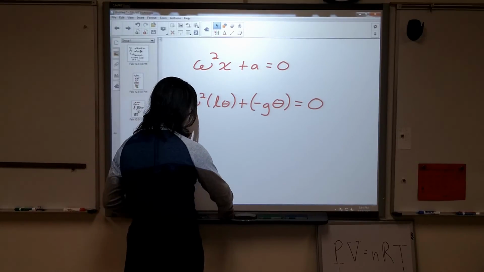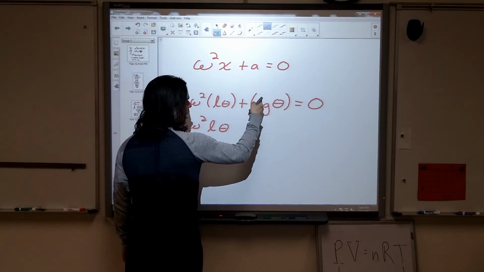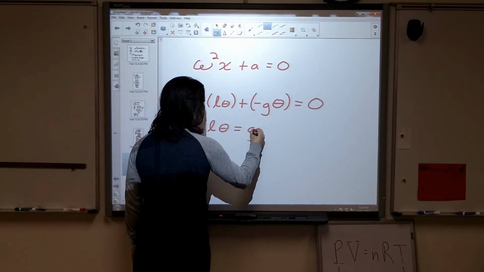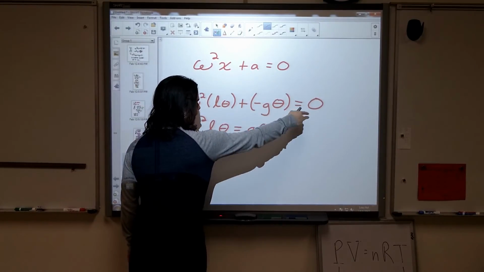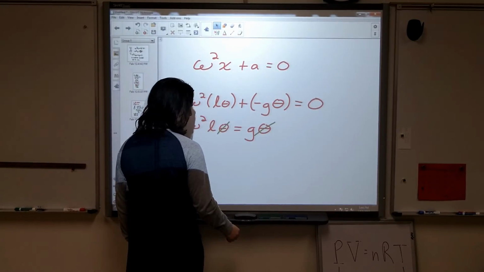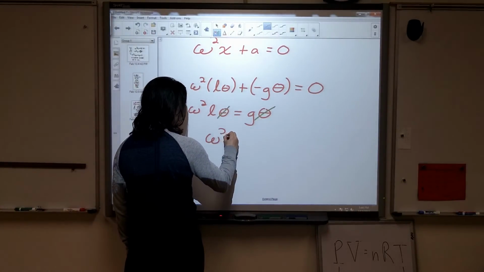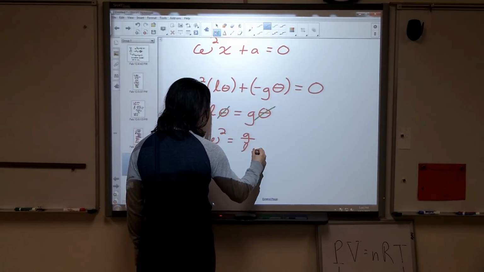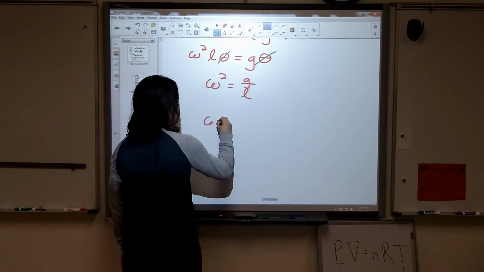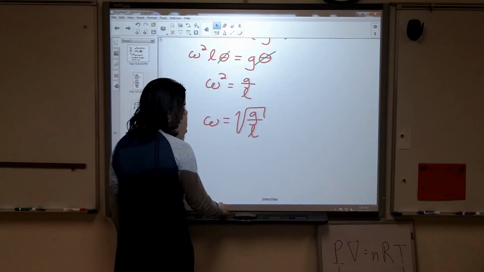Okay, so here's what I'm going to do. Omega squared L theta. I'm going to add this over to the other side equals g theta. So that negative takes it over to the other side. Thetas actually drop out. We get the following. If I want to solve for omega, we get omega squared equals g divided by L. And hey, look at that. Omega equals the square root of g divided by L.